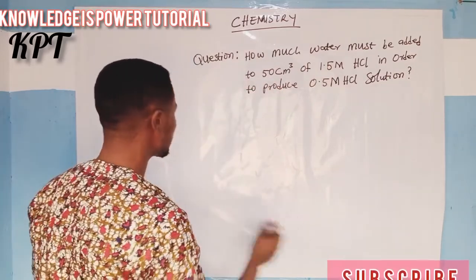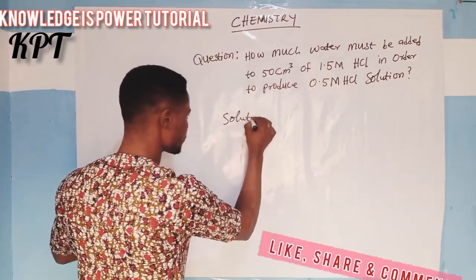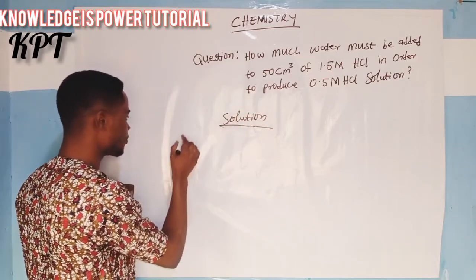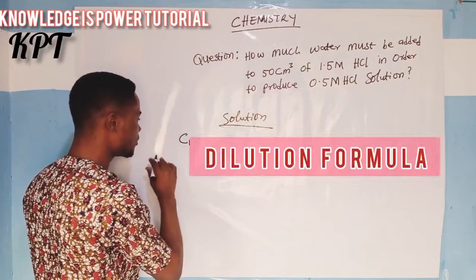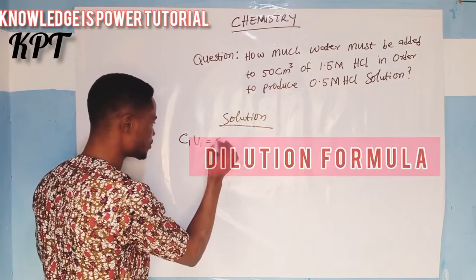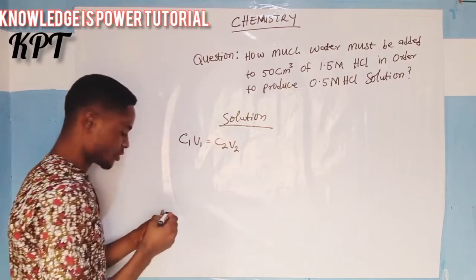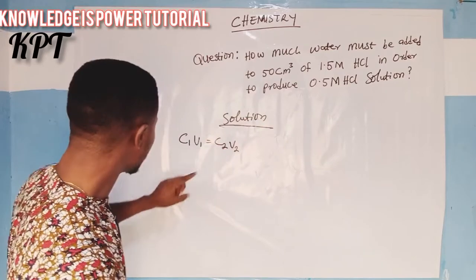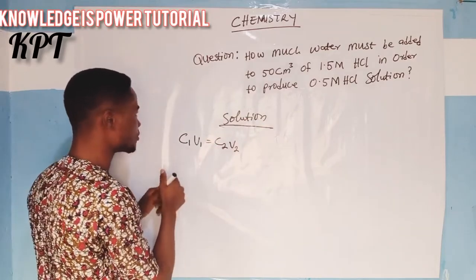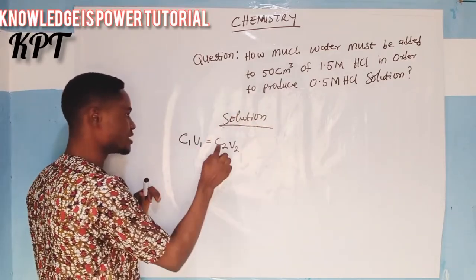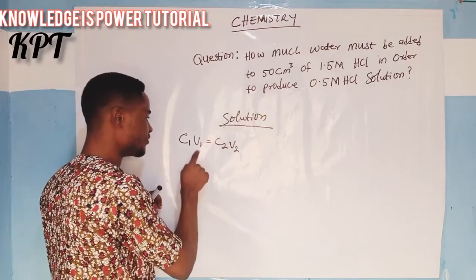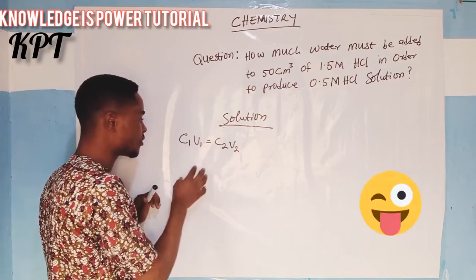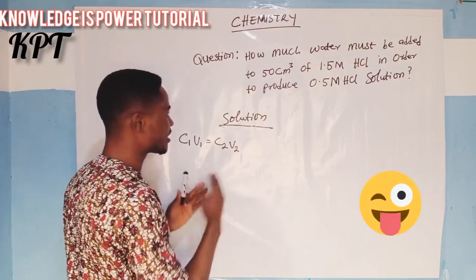For us to tackle such problems, we must make use of a formula which is popularly known as the dilution formula, which is C1V1 equal to C2V2. Very important. Now, let us understand from the question. C1 is the initial concentration of the acid, and C2 is the final concentration of the acid. V1 is the initial volume of the acid, and V2 is the final volume of the acid.